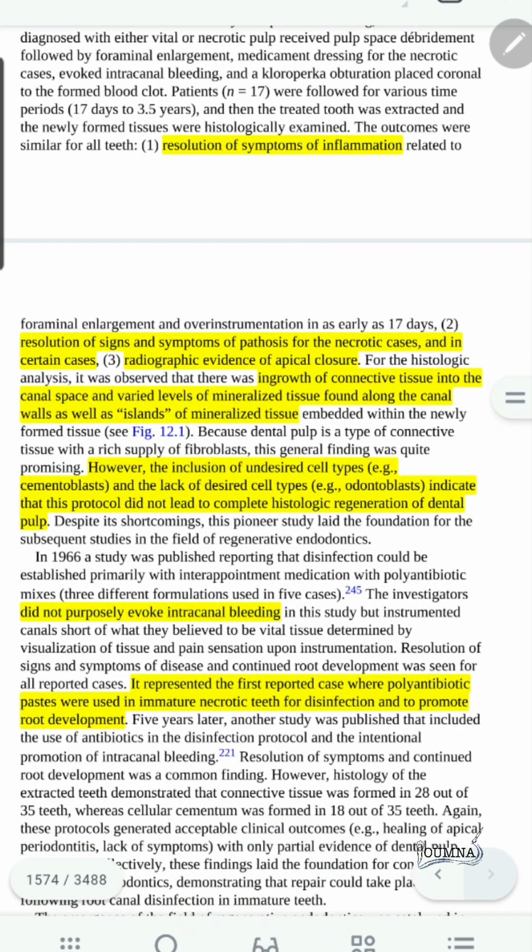Although this blood clot contains different types of stem cells, when it enters the canal, different types of materials form, like connective tissue, mineralized tissue, cementoblast, and odontoblast-like cells that are all termed under the name islands of mineralized tissue.